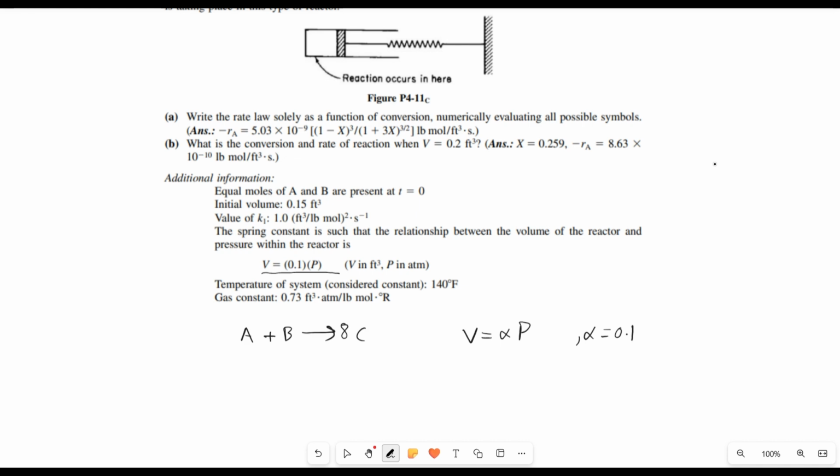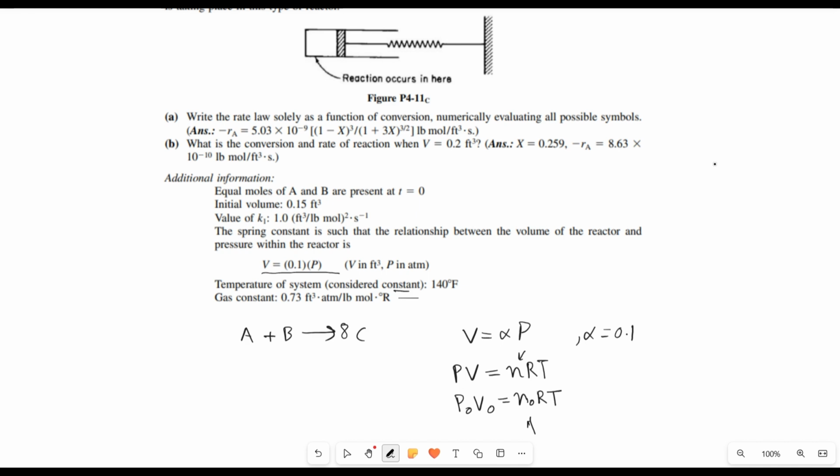So we have PV equals nRT. And initially, suppose P is P naught, V is V naught, N is N naught, and R is the gas constant. Temperature is also considered constant in this problem. So T. N is total moles and N naught is total initial moles. Total initial moles will be twice any one of the moles present because the moles are equal.